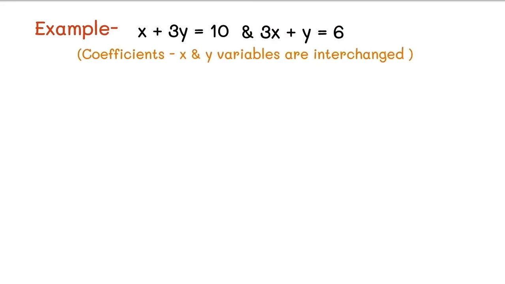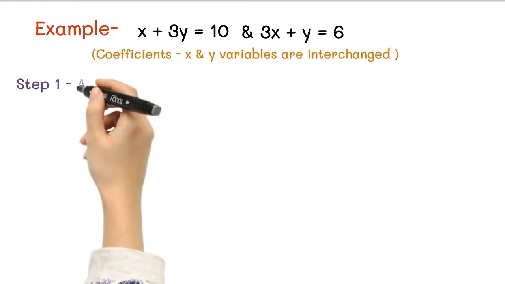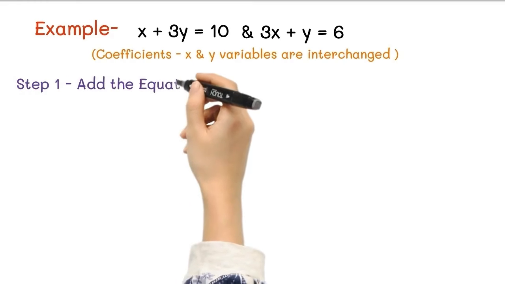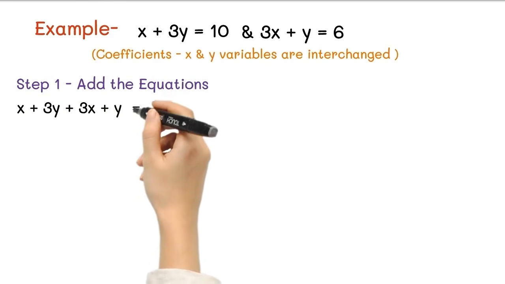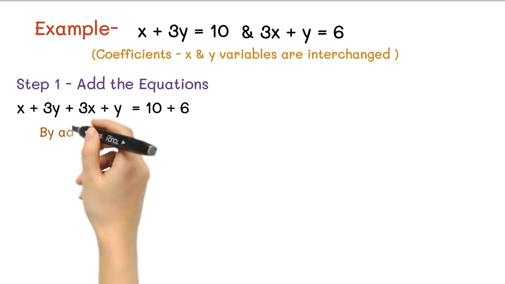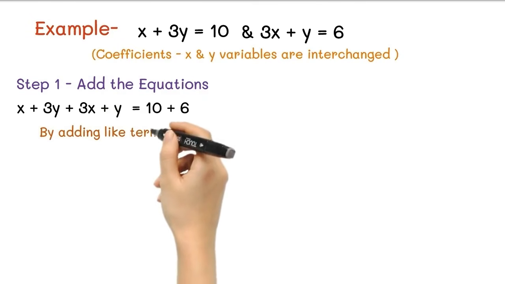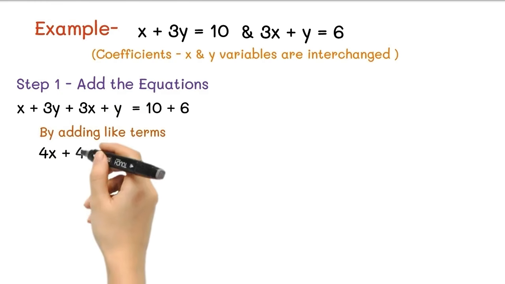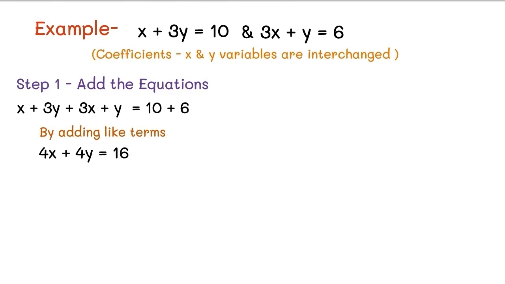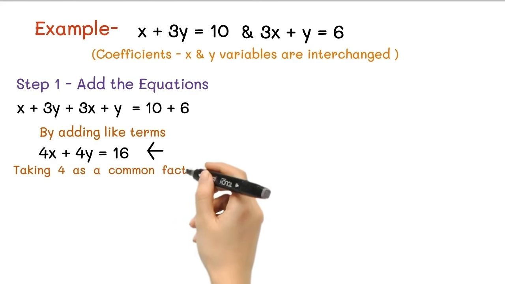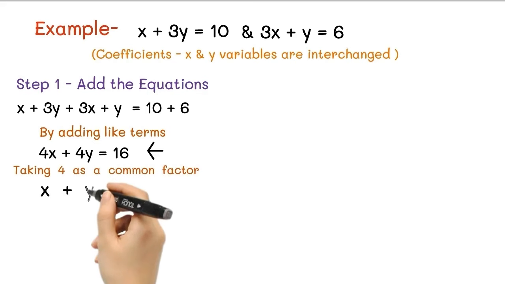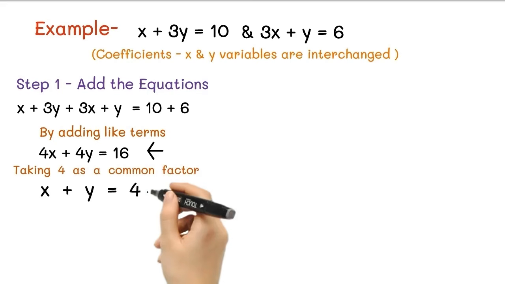Now, by using the sutra, add both equations. That is, x plus 3y plus 3x plus y equals 10 plus 6. By adding like terms, we will get 4x plus 4y equals 16. Now you can observe that 4 is a common factor on both sides. So, taking 4 as a common factor, we get x plus y equals 4. This is our first equation.